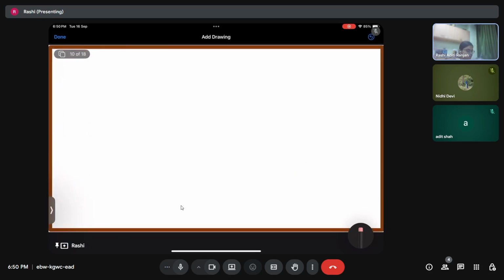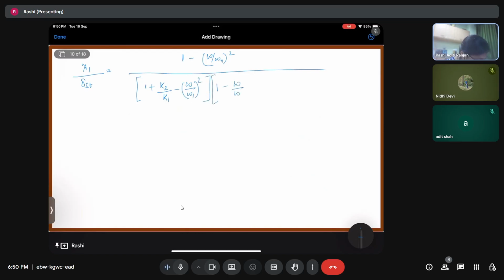So X1 by delta static is equal to 1 minus omega by omega 2 squared, divided by 1 plus k2 by k1 minus omega by omega 1 squared, times 1 minus omega by omega 2 squared minus k2 by k1.